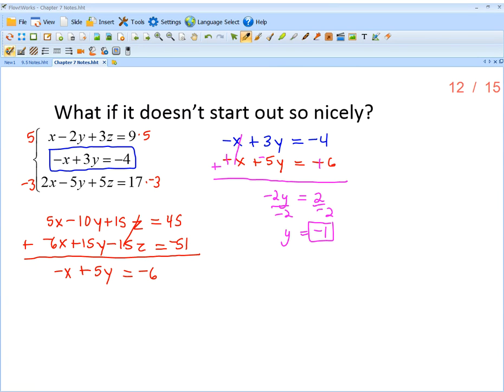I'll go to the original equation, the blue one. So I've got negative x plus 3 times negative 1 is equal to negative 4. So I'm going to replace that y with the negative 1 that I had there. Working through it, I've got negative x minus 3 equals negative 4. Add 3 to both sides. I get negative x is equal to negative 1, or the opposite of x is equal to negative 1. And so x therefore has to be 1.